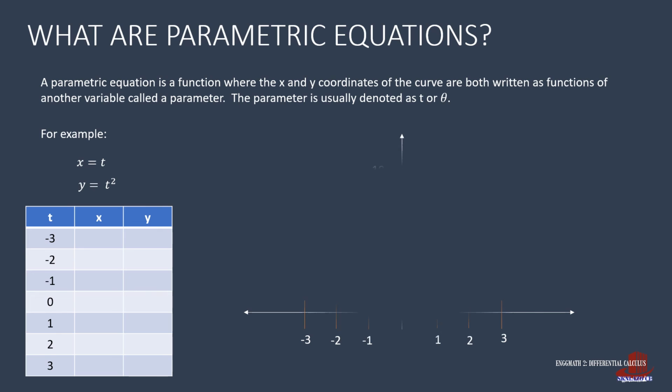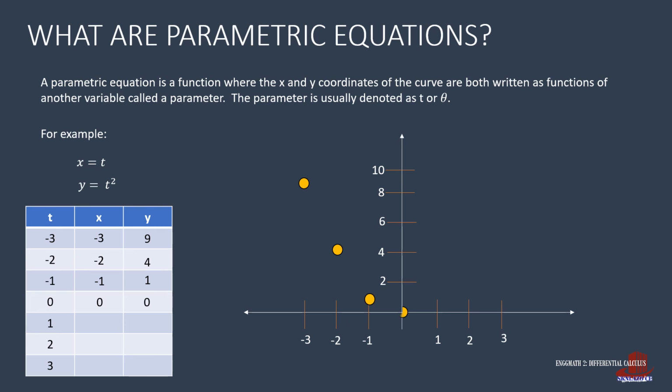Let's use a table to find values of each variable. Take note that t is the independent variable, and both x and y are the dependent variables. Assuming t of -3, x turns out as -3, and y is 9. When t is -2, x is also -2, and y is 4. At t of -1, x is -1, and y is +1.